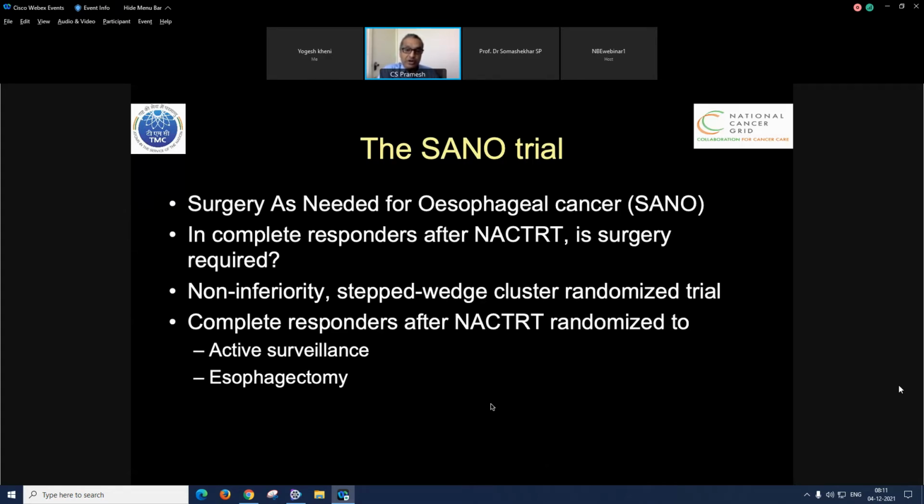So this is a non-inferiority trial, a complicated step-wedge cluster randomized trial, which I won't go into the details of. But what it does is those who have a complete response after neoadjuvant chemoradiation get randomized to active surveillance, and active surveillance is really intensive, with 3-monthly endoscopies and PET scans being done, with targeted biopsies. And if there is no evidence of residual or recurrent disease, they continue with surveillance, whereas the standard arm goes on for esophagectomy.